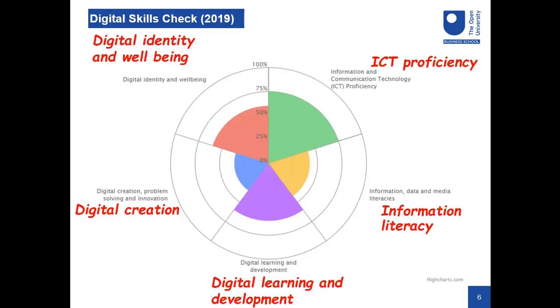The Digital Skills Check focuses on 5 categories: proficient use of devices and software, information literacy to evaluate online sources, digital learning and development, especially learning with others online, creating digital content, and digital well-being.